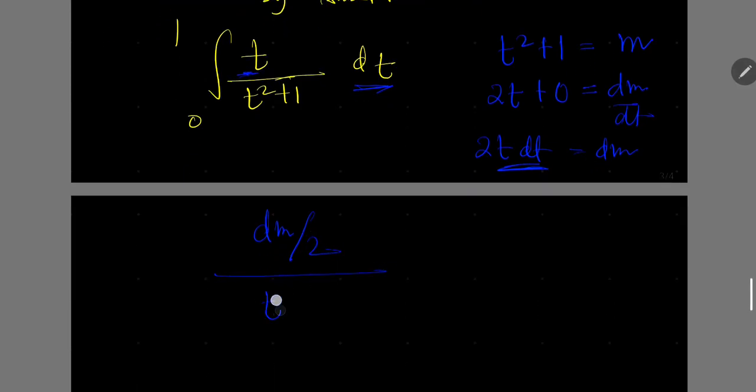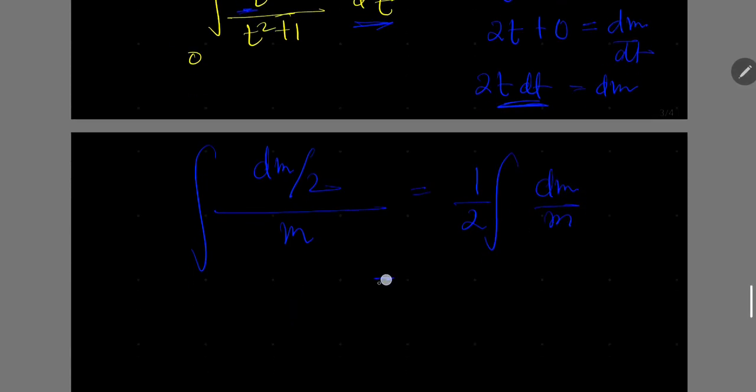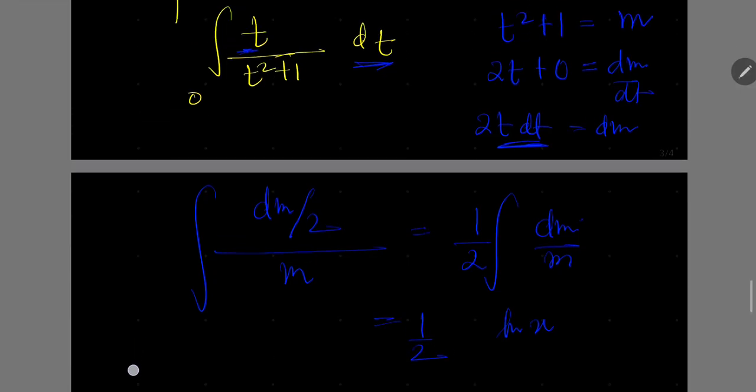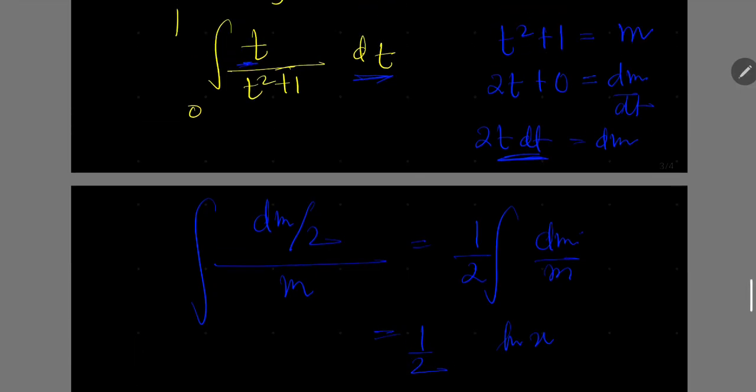Upon t square. Now what you have to substitute in place of t square plus 1? As m. Cool. Now you can see it is 1 by 2 dm by m. The constant 1 by 2 will be taken out of the integral. Dm by m is similar to dx by x. For dx by x you have the formula in the formula list. It will be ln x.